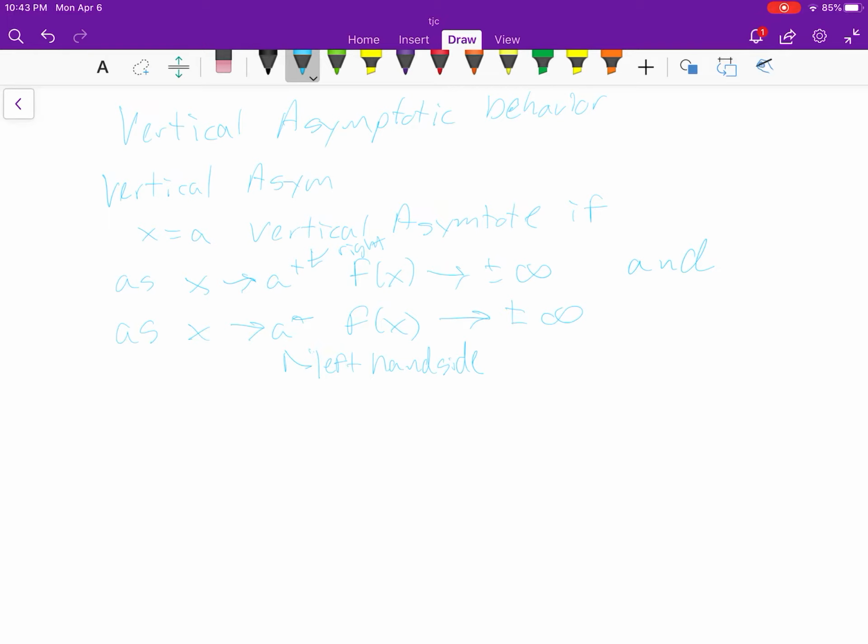Well, how do you find them? So now we know what they are. Well, they're fairly easy to find. They're all the points that are outside the domain, with one caveat. And so the caveat's what we're going to talk about.